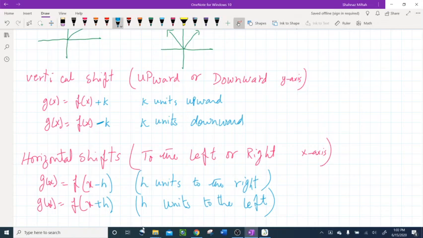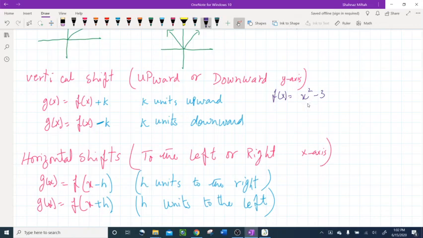Okay, so let's try some examples for all of this that we learned. Now look at the example. I'm going to graph and give you an example. They said graph f of x equals x squared minus 3.